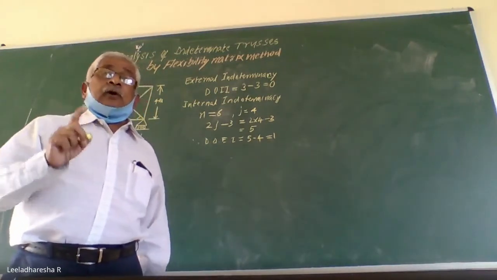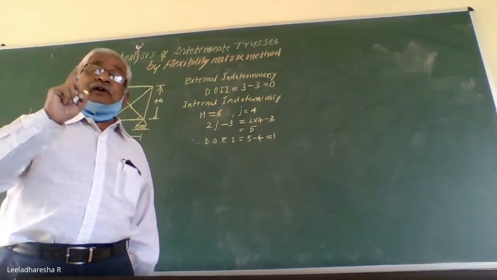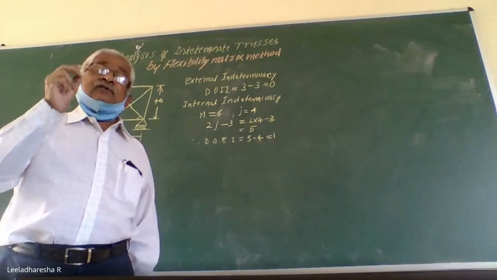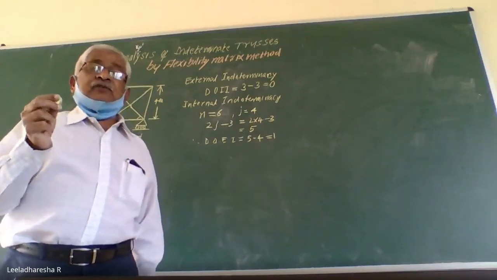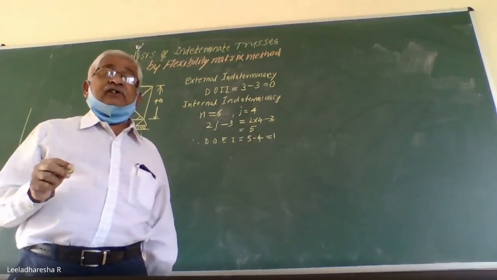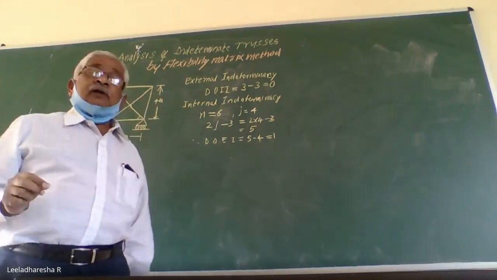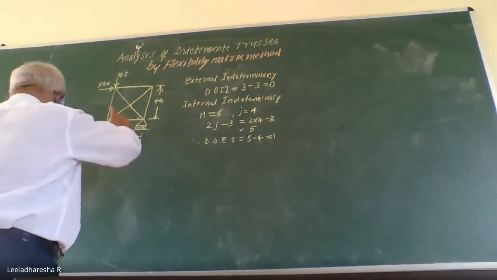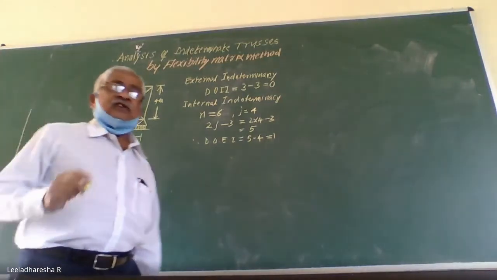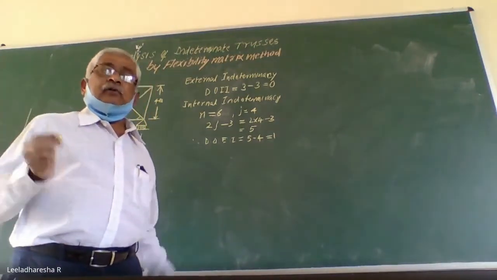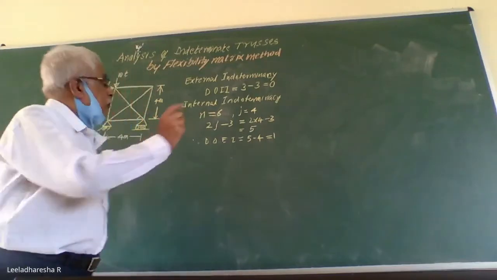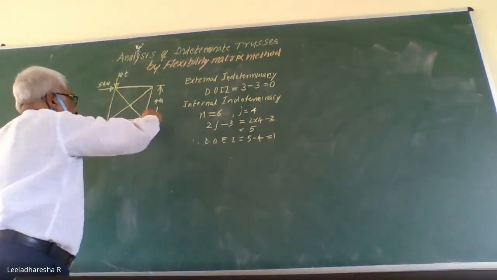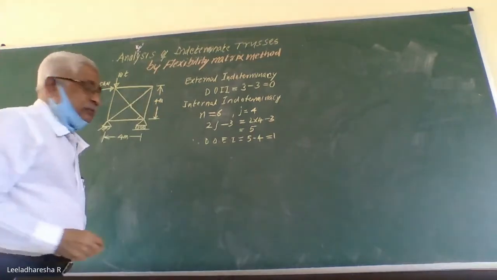So you need to remove that member and assume it as a redundant force, and apply the basic principles of the flexibility matrix to determine that particular force in the member. I am going to release this structure. Releasing means I will make it determinate. How to make it determinate? Remove any one of the members; either this diagonal member or this diagonal member can be removed.